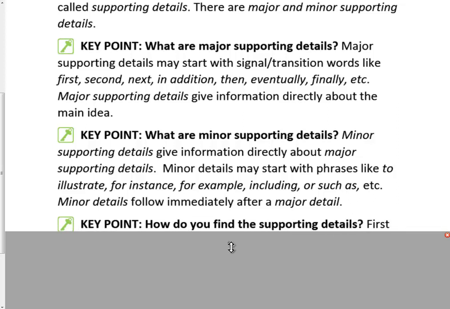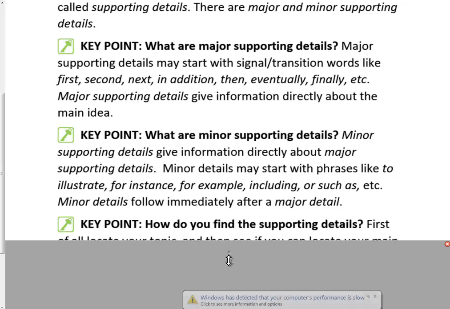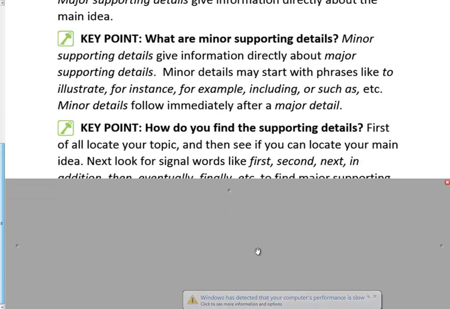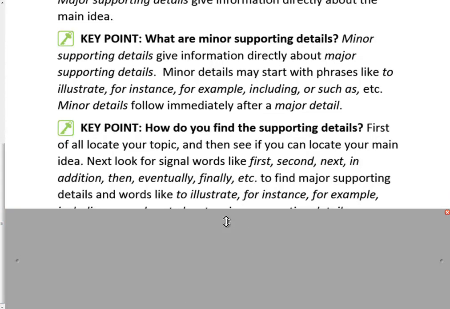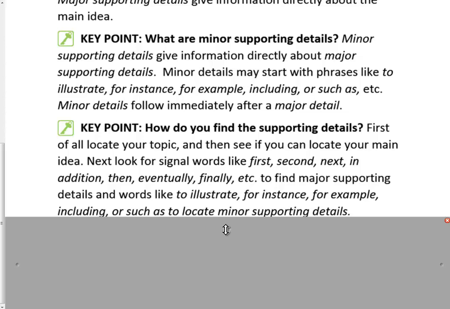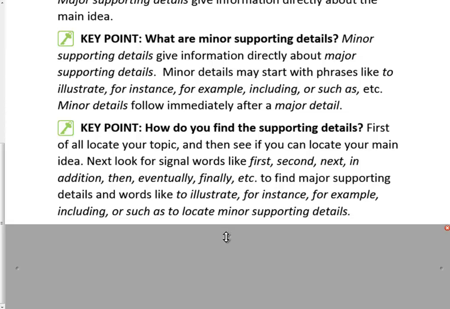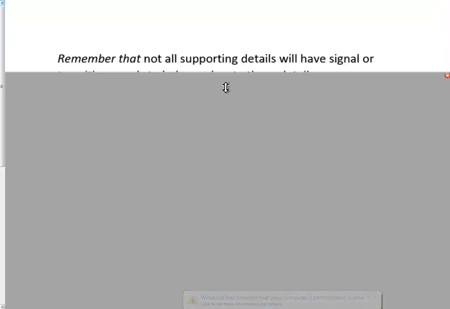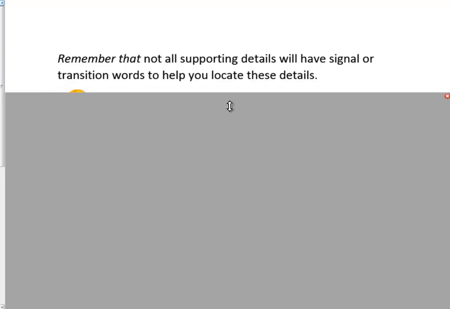Now, how do you find supporting details? Well, first of all, you need to locate your topic, and then see if you can locate your main idea. Next, you look for signal words like first, second, next, in addition, then, eventually, finally, etc. to find major supporting details, and words like to illustrate, for instance, for example, including, or such as to locate minor supporting details. Now remember that not all supporting details will have signal or transition words to help you locate these details, so be on the watch for things like that.